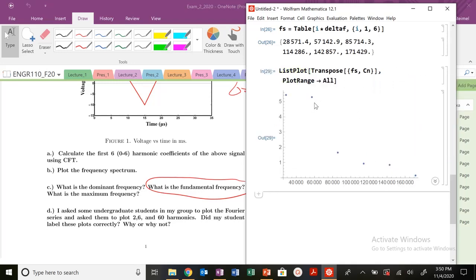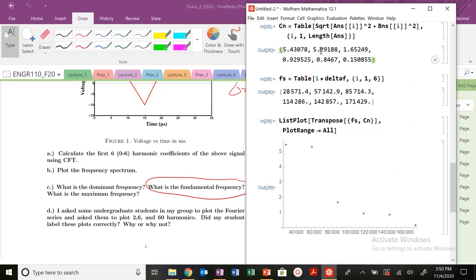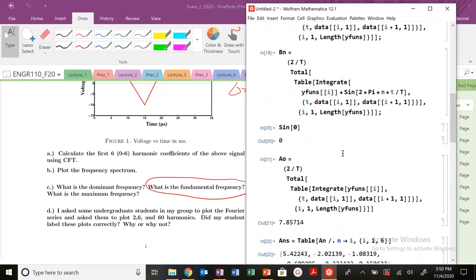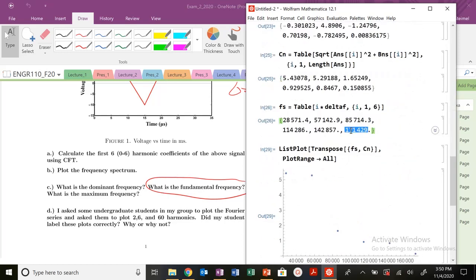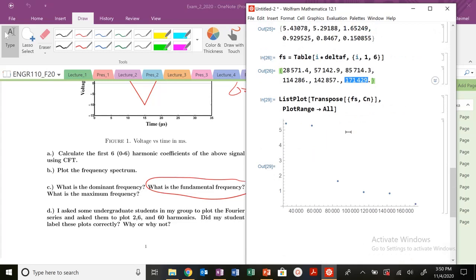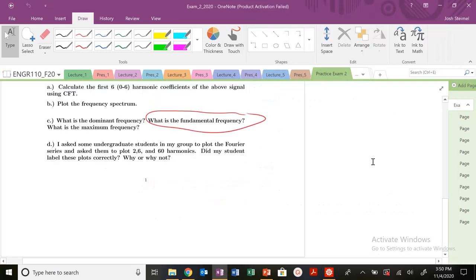So we can see what is my basically dominant frequency. It's going to be my fundamental frequency right here. It's pretty close here to the second harmonic here. And again, we're plotting to our maximum frequency, which is going to be this 1712 value, which is right here. So there's 6 times delta f. So that is your frequency spectrum, your dominant frequency, your fundamental frequency, and your maximum frequency.